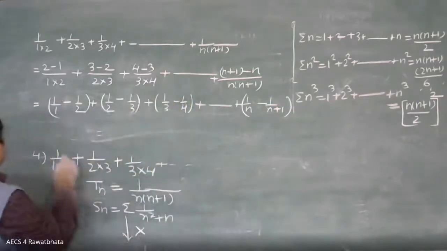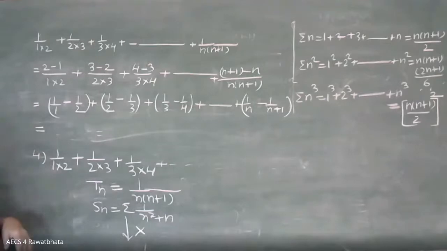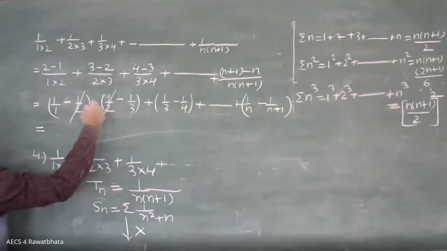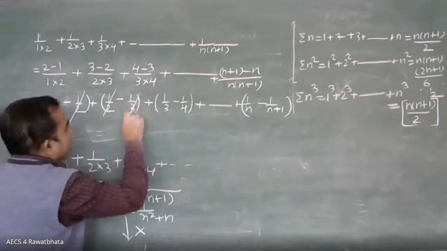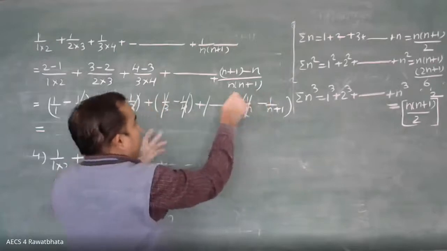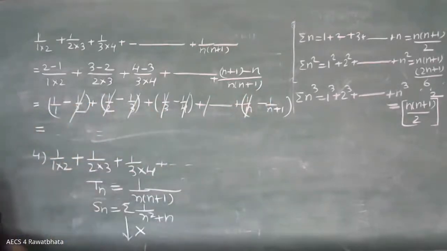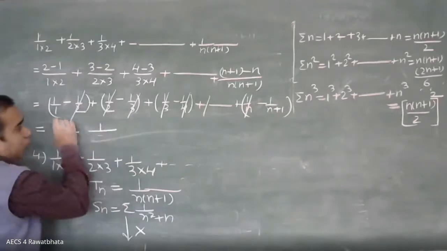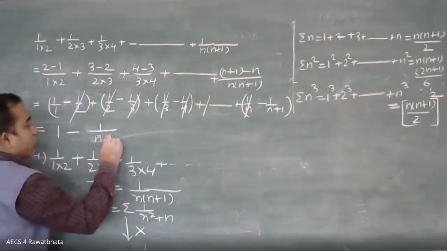And now it can be simplified easily because some terms are getting cancelled. Minus half cancelled with the next one, plus half. Minus 1 by 3 will be cancelled with 1 by 3, etc. And similarly 1 by n will be cancelled with the previous term. So finally what will remain? 1 will remain and minus 1 upon n plus 1 will remain.